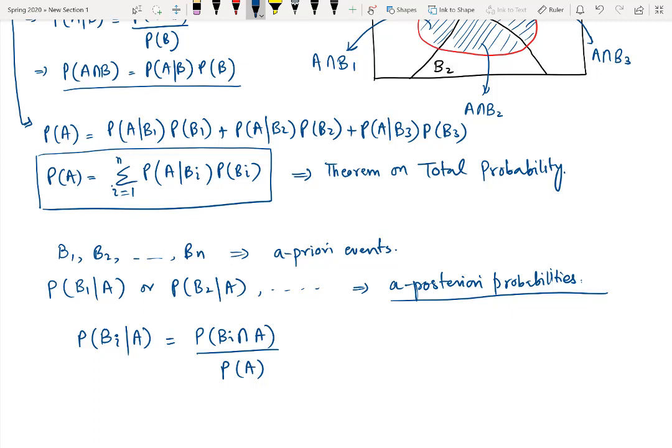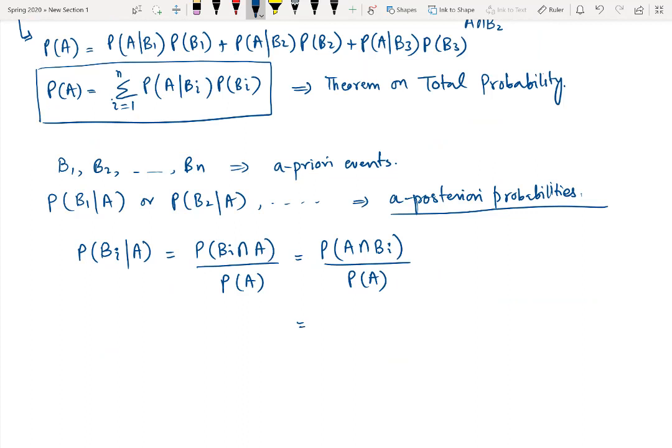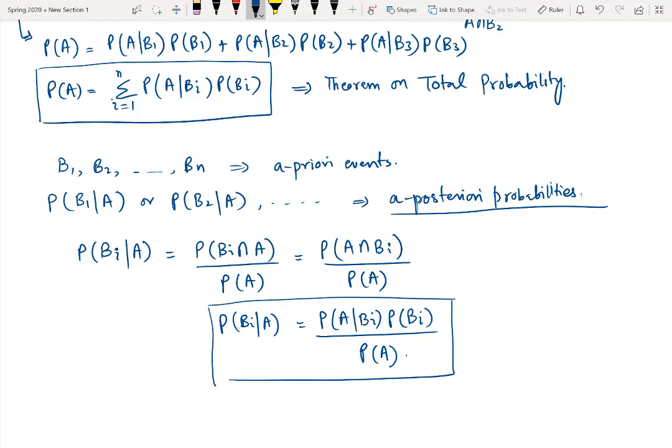Now, in the numerator, because it is an intersection, and intersection is always commutative, I can rewrite the numerator as probability of A intersection Bi divided by probability of A. Now again, by using the theorem on conditional probability, I can write the numerator as probability of A given Bi into probability of Bi divided by probability of A. Now you see, we have transformed the unknown probability into quantities which are already known and can be computed easily.